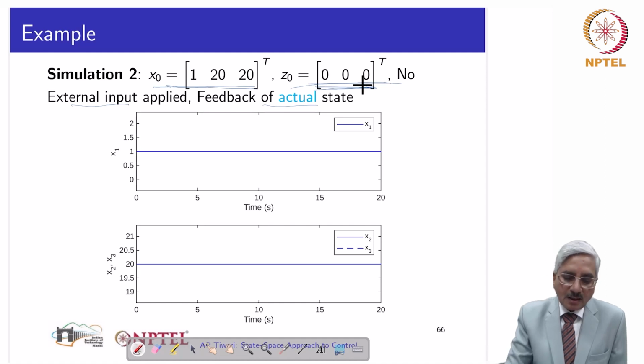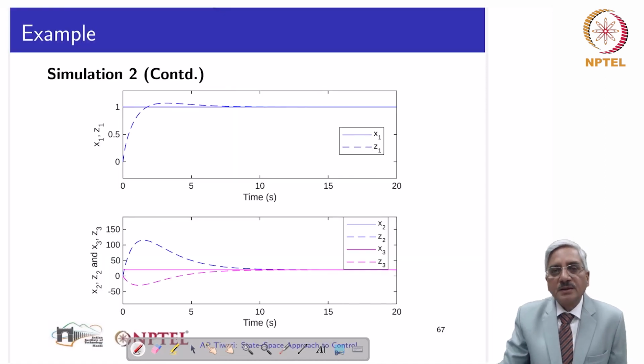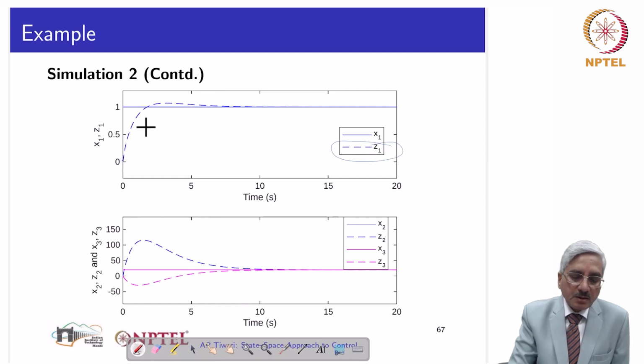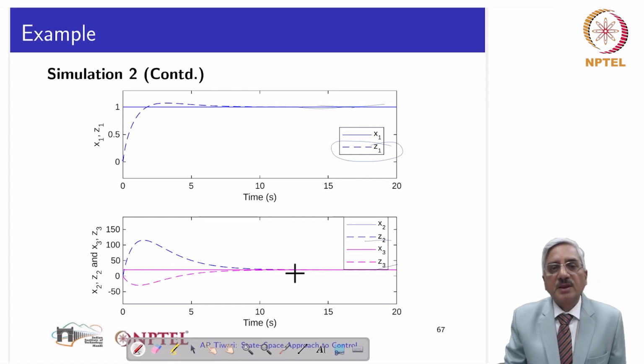So as expected, x1, x2 and x3 are steady at their equilibrium values, no transient. How the observer states behave, that is the point to be seen. We see that the first state of the observer, z1, starts from 0, but after some time it starts overlapping with x1. It becomes almost the same as x1, and so do z2 and z3. They become equal to x2 and x3 respectively.